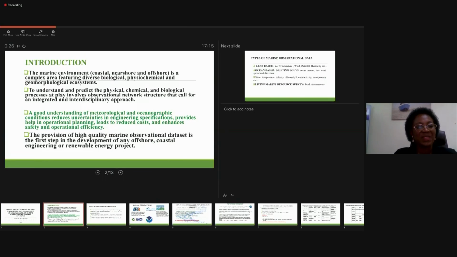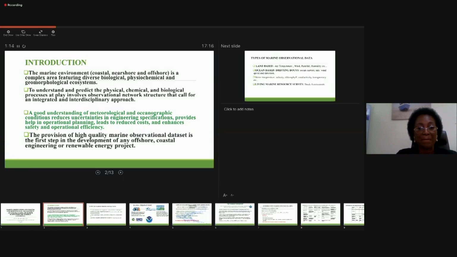Yes, the marine environment is a complex area featuring diverse biological, physiochemical, and geomorphological ecosystems. And to understand and predict the physical, chemical, and biological processes at play involves an observational network structure that calls for an integrated and interdisciplinary approach. A good understanding of meteorological and oceanographic conditions reduces uncertainties in engineering specification and also enhances safety and operational efficiency. The provision of high quality marine observational data sets is the first step in the development of any offshore, coastal engineering or renewable energy project.